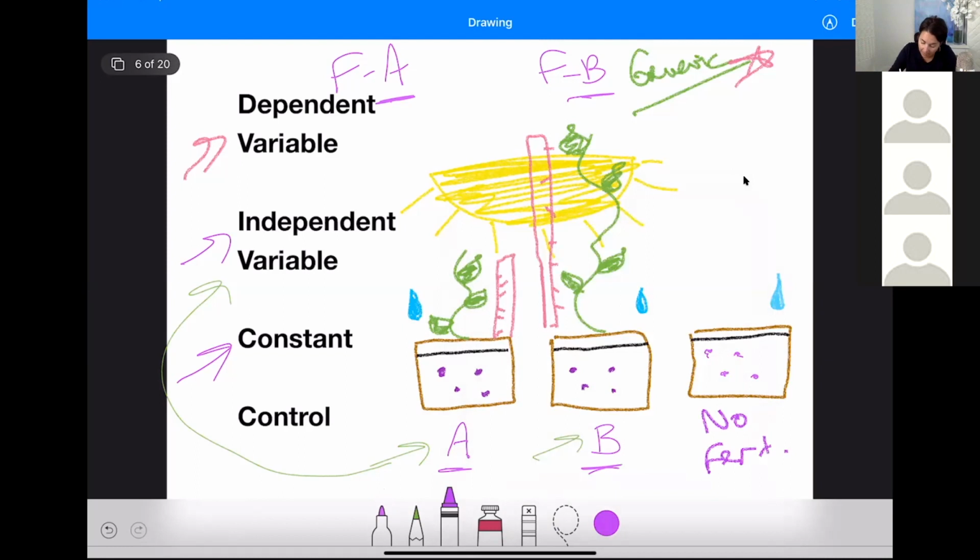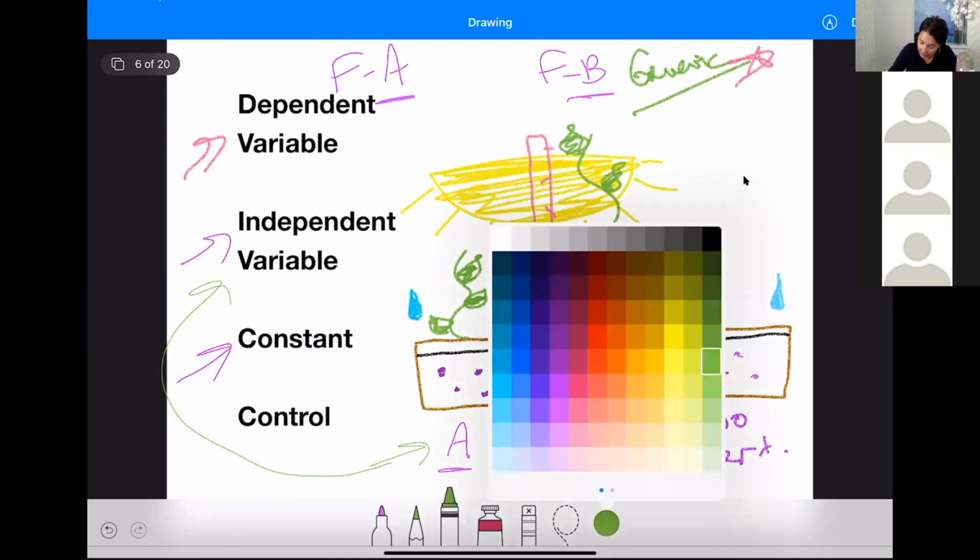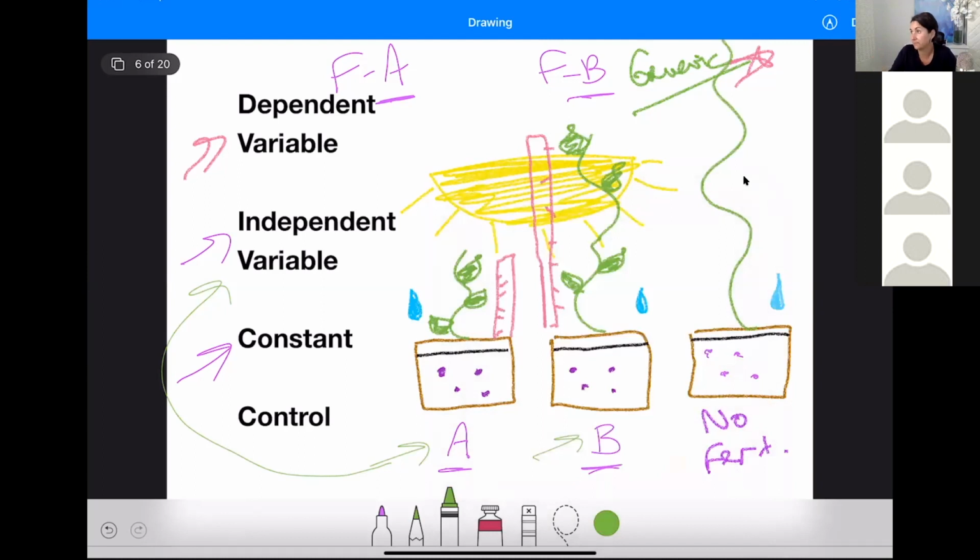Because then what happens if this plant goes bigger than all of them? Now I know it's maybe not the fertilizer and I have to do another experiment. Or if that plant only grows that much, then I know that fertilizer is working and that B is better than A. So a control is what you measure it against. And you make an experiment stronger by adding a control.